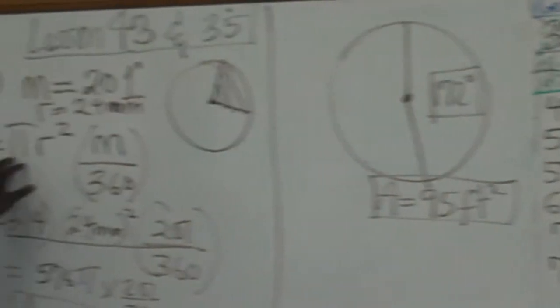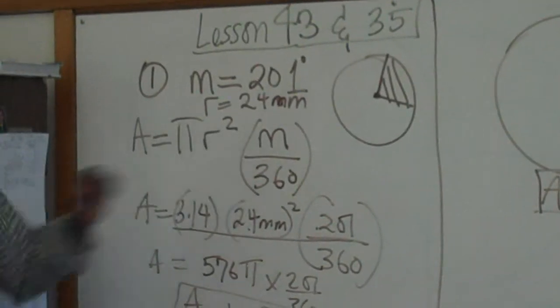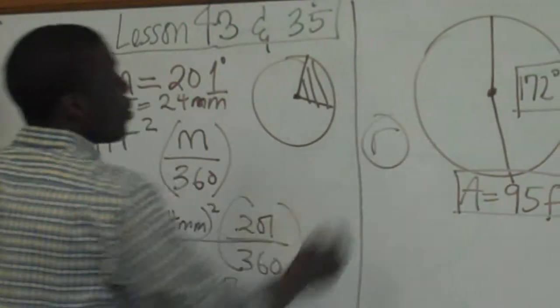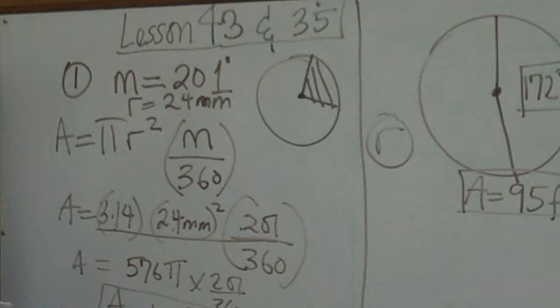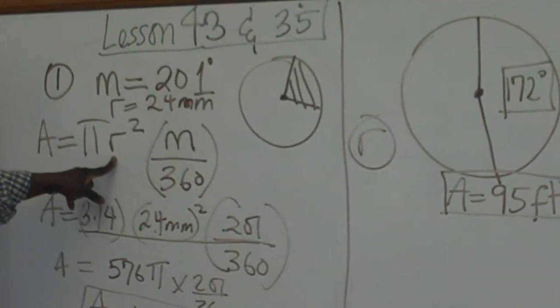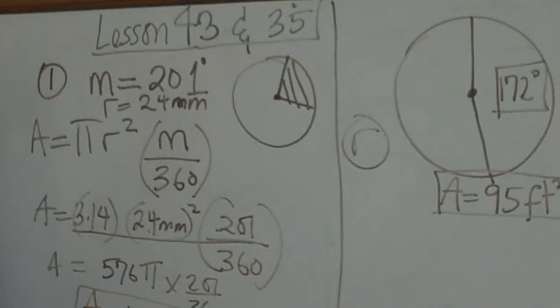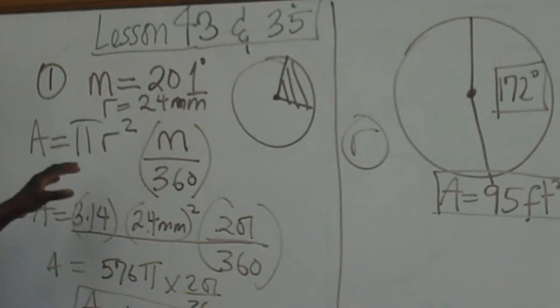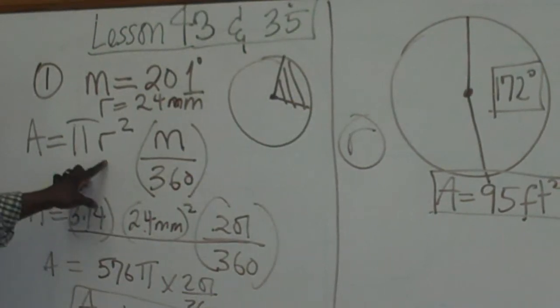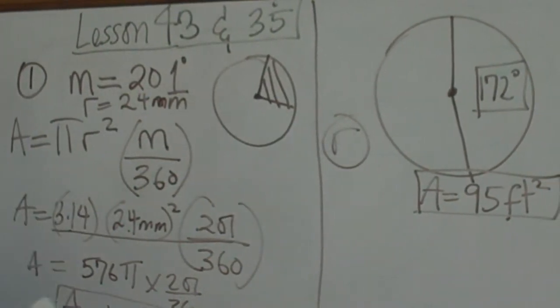For the second problem, we're given the area and we're given the measure of the angle. We know that the formula is pi r squared m over 360. What they want us to find is r. There are two ways to do this. You can plug in the numbers you have right away, or you can solve for r first, then plug in what you have. So basically r becomes the subject of the formula. Right now A is the subject of the formula. We need to make r the subject of the formula. So how do we do that?